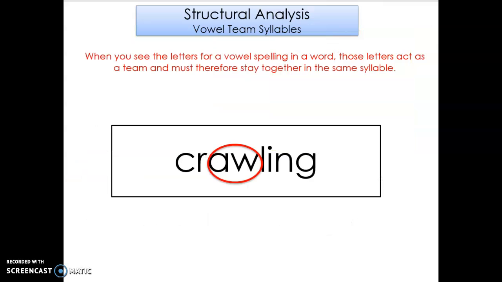Okay, let's look at some of those clues that we were looking for. We had those vowel teams, the endings. Two of the biggest clues to help us break apart words are looking for vowel teams and endings. Okay, crawling. The word is crawling.